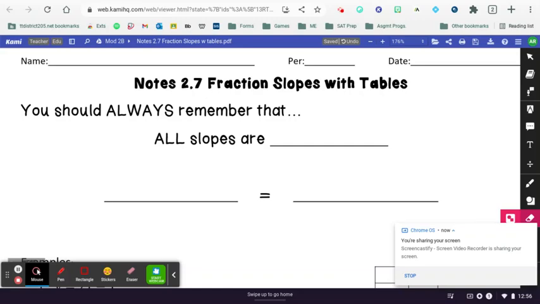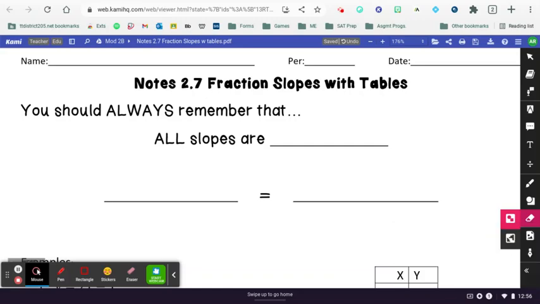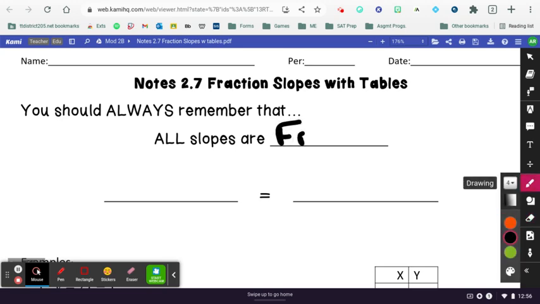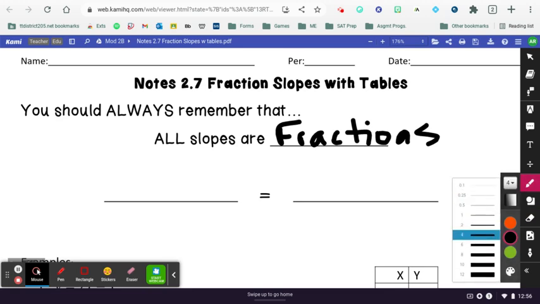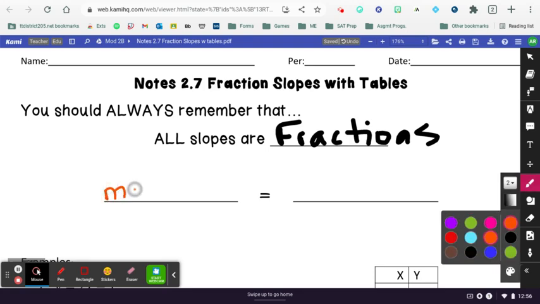All right, so notes 2.7, fraction slopes with tables. First thing you should always remember is that all slopes are fractions. Then what that means is that the top of the fraction is the math for y, and the bottom of the fraction is the math for x's. Okay, so top is y and bottom is x's.